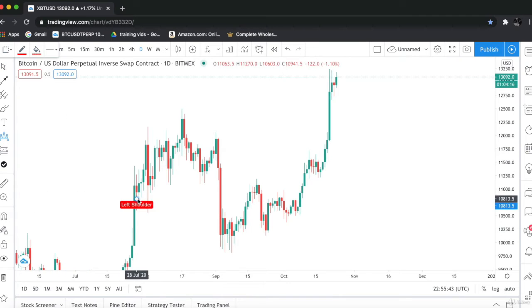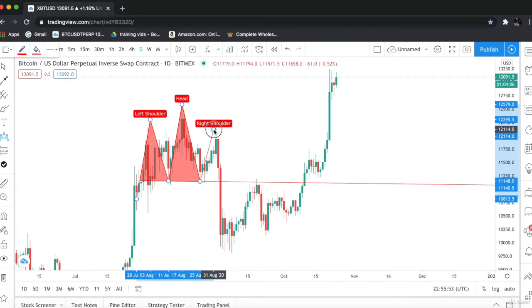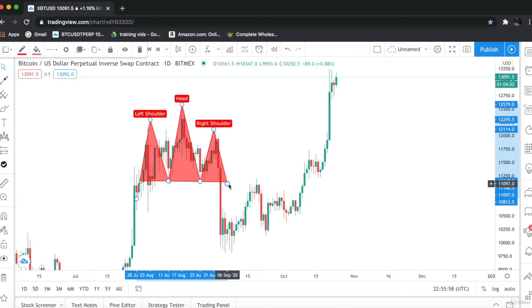This is the left shoulder, this is the head, and this is the right shoulder. And the shoulders are connected by a line called the neckline, as you can see over here. When the neckline gets broken, the price will fall drastically.